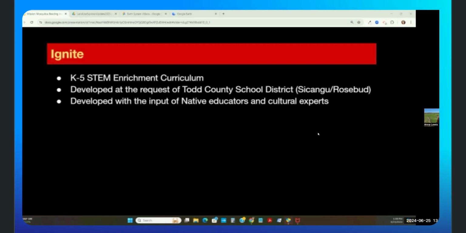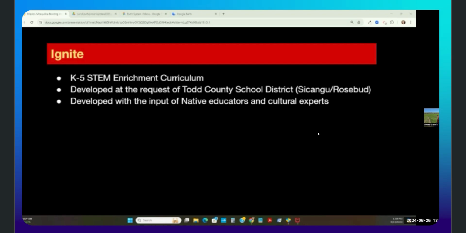Fortunately, this curriculum, Ignite, is developed with the input of Native educators and cultural experts. So I am responsible for the STEM and knowing enough of the culture to find those intersections. But I don't have to be the cultural expert. And in fact, it makes a lot of sense for me not to take on that role.